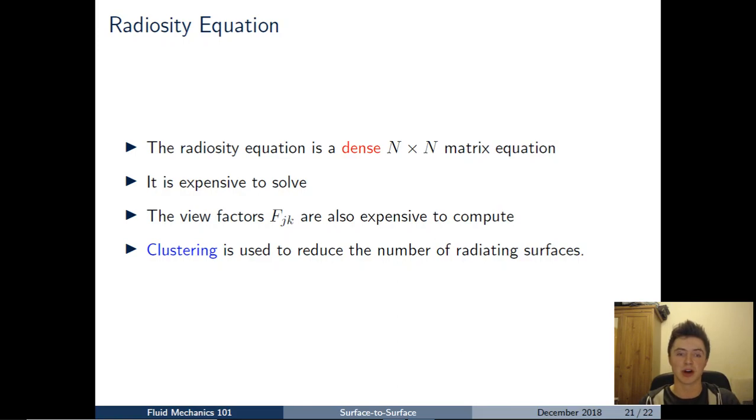It's worth noting as well that the view factor integral is expensive to compute and is quite challenging. For this reason, you may see a variety of algorithms used by different CFD solvers to make view factors and the radiosity equation easier to solve. One such example is a technique called clustering, which you can always go ahead and read more about if you're interested to see how CFD solvers do that.